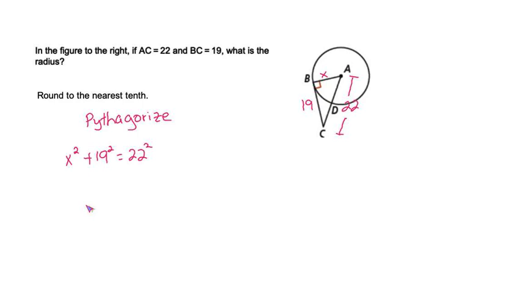So x squared is equal to 22 squared minus 19 squared, and that's 123. So to find x, we just need the square root of 123. On this one, we've been asked to round to the nearest tenth. So if we put that in our calculator, we'll find that's about 11.1.